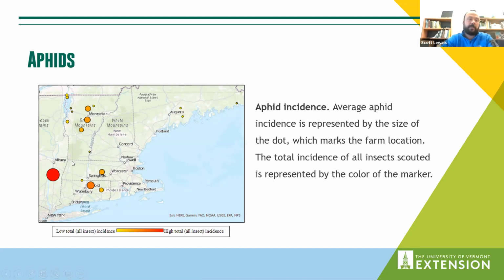And so again, what this is telling us is aphids were pretty much throughout all of the region, not as much in Maine, but the rest of the region, lots of aphids, and in some sites, quite a bit of aphids. Again, big circles mean a lot of aphid, and then red means a high total incidence of all insects.